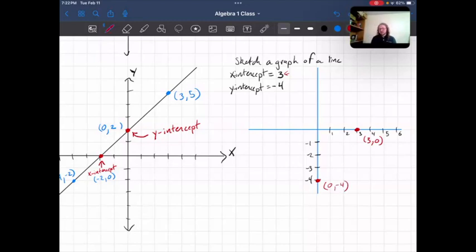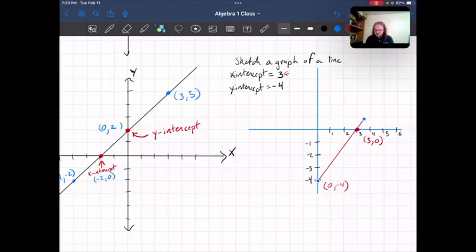Right, and an x-intercept will always have a number, comma, 0. Like this, number, comma, 0, number, comma, 0. A y-intercept will always be 0 and a number. Okay, now if I want to sketch the graph, I have enough. All I need is a ruler, and so you should have a ruler, and then I can draw a straight line between those 2 points.